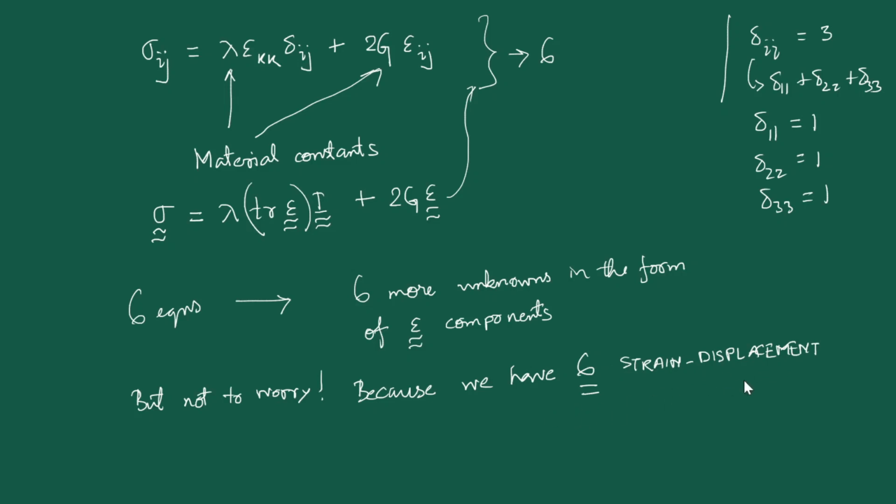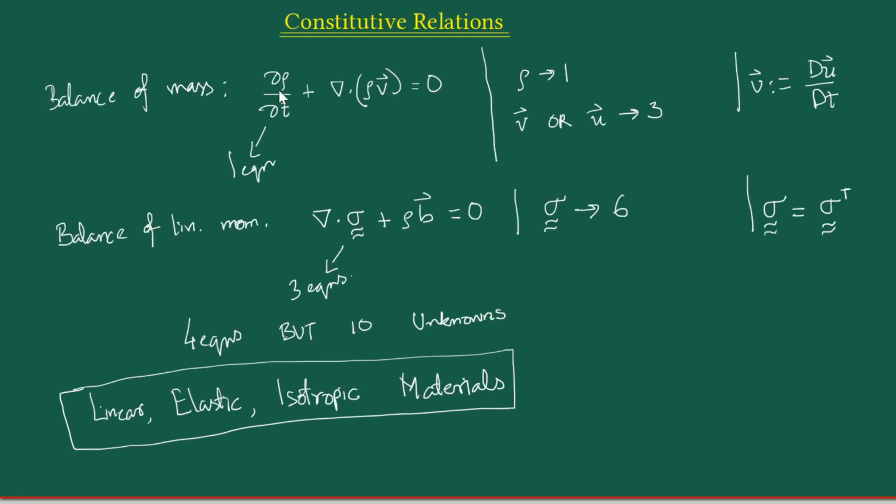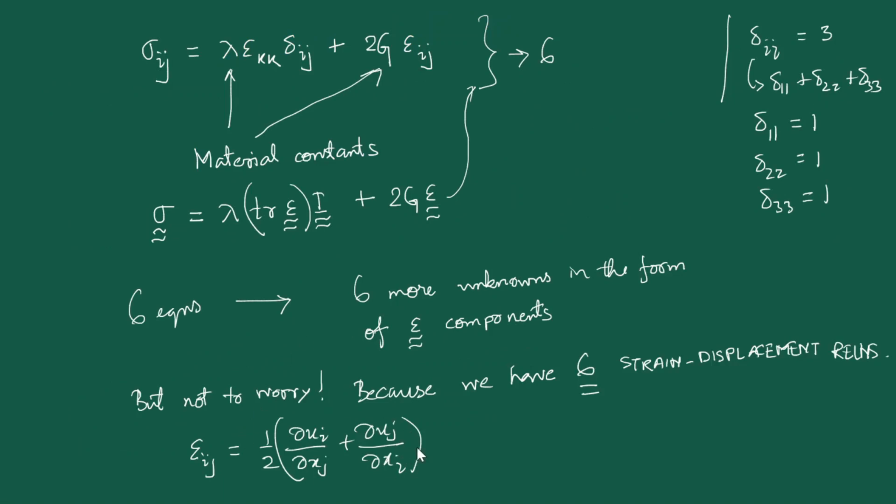And through these strain displacement relations, because we have 6 strain displacement relations, we are basically connecting the epsilon ij to the displacement gradients. Okay, so it comes a full circle. We started with the unknown rho, and these unknown displacement components, and now through these various equations we have come back to this thing. So overall now this system is very much closed.